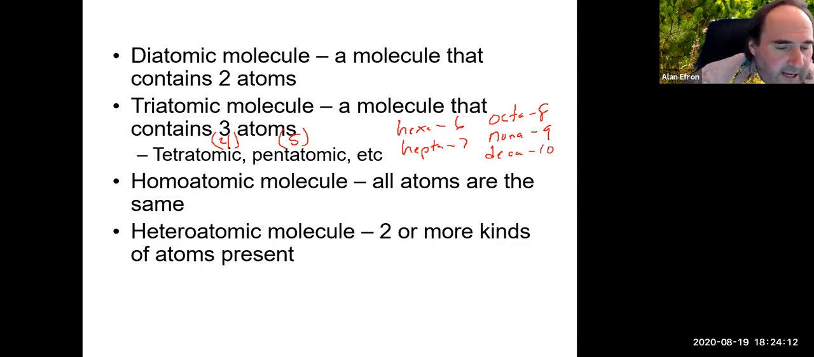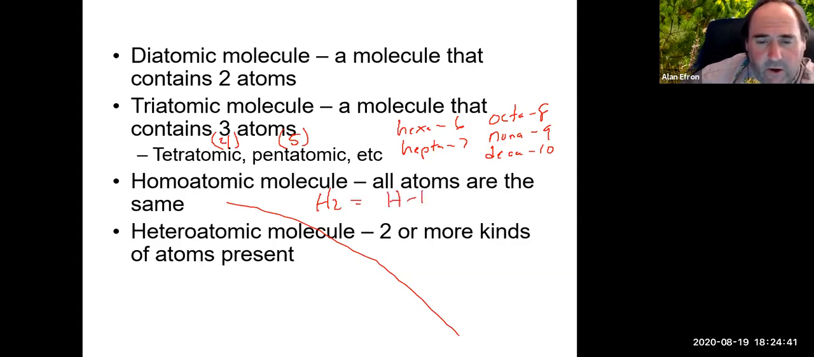We could also describe molecules as being either homoatomic or heteroatomic. That's very similar to heterogeneous and homogeneous mixtures. Just like in a homogeneous mixture, everything looks the same throughout, in a homoatomic molecule you basically have all the same elements. H2 is an example of that. H2 is two hydrogens, right? So it is homoatomic. O2 as well, two oxygens, homoatomic. Heteroatomic molecules contain two or more kinds of atoms.